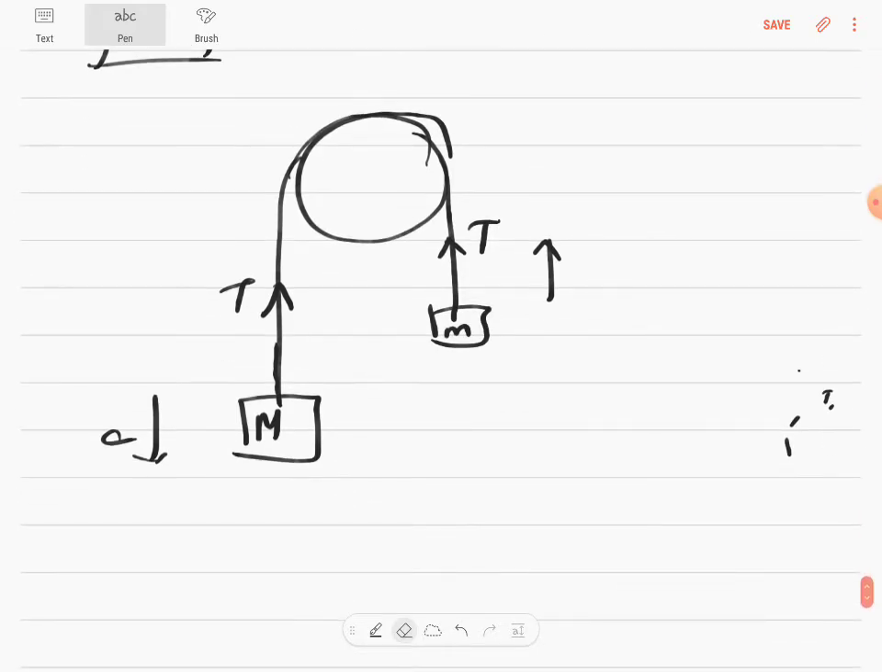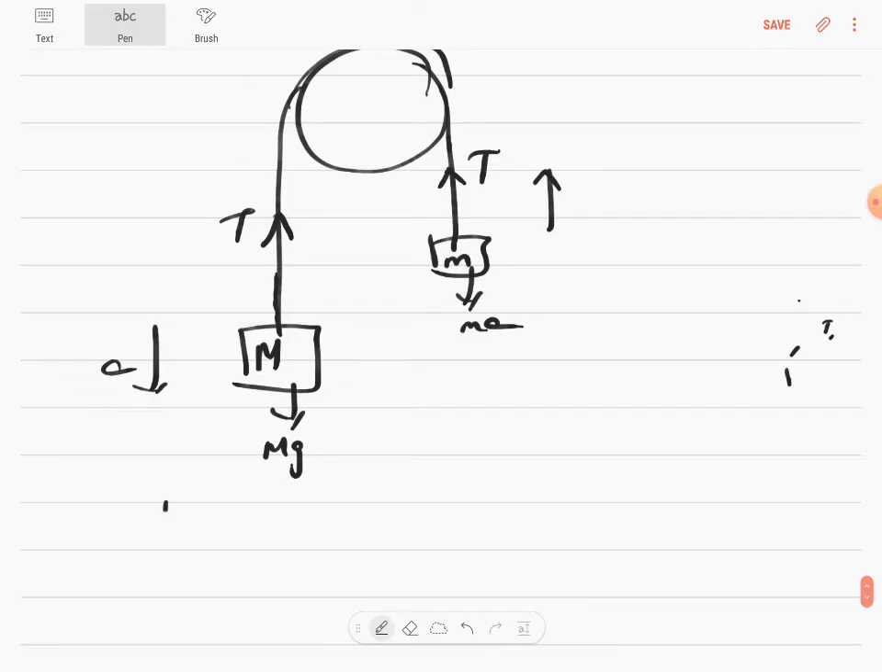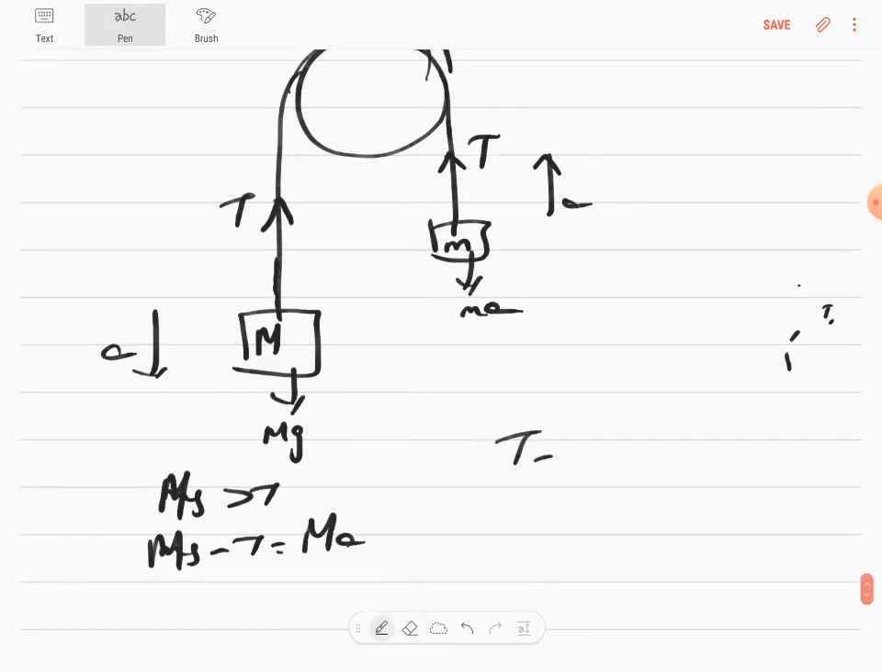It's going to accelerate, you know that. Okay, this is capital Mg. This will be capital M into g. This will be small m into a acting downward, and it's going to accelerate down. Now this is greater than the lifted one. Mg is greater than T. So Mg minus T is going to result in capital M into a. Take the right-hand side, which is greater. T is greater than mg because it's accelerating upward. So T minus mg should be equal to small m into a.